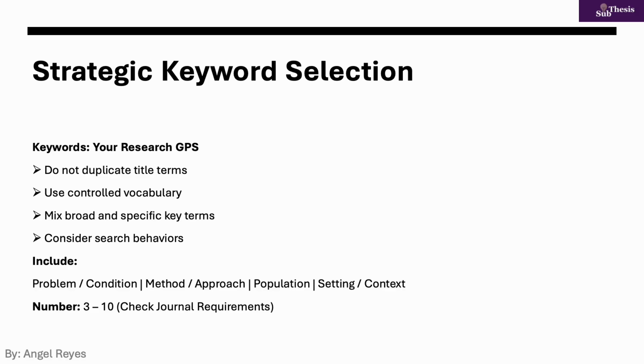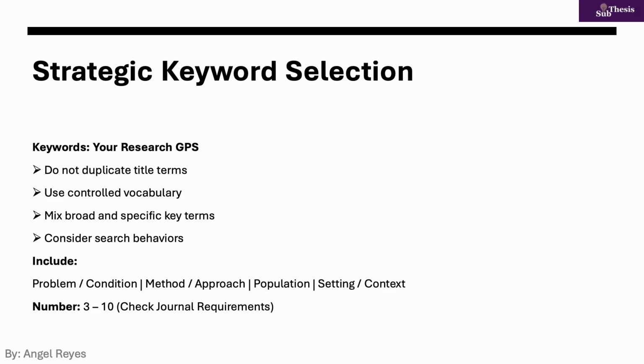Use controlled vocabulary when possible. MeSH terms for medical research. PsycINFO thesaurus for psychology. These standardized terms improve discoverability. Mix broad and specific terms. Diabetes might be too broad alone, but paired with rural health and telemedicine, it becomes findable by the right audience. Check your target journal's keyword requirements.